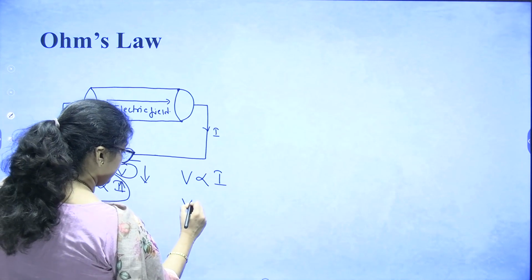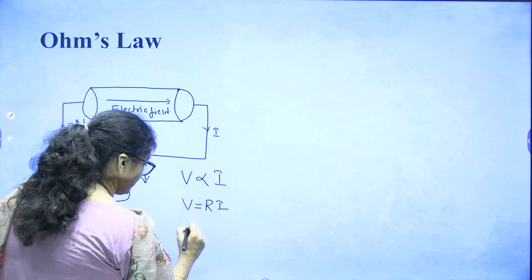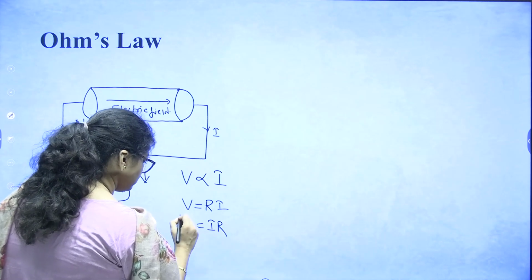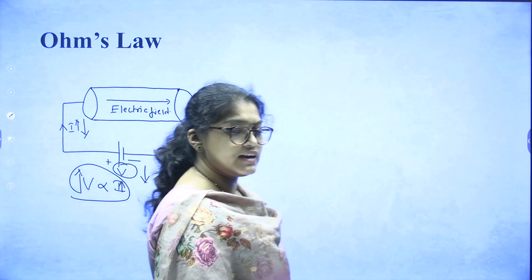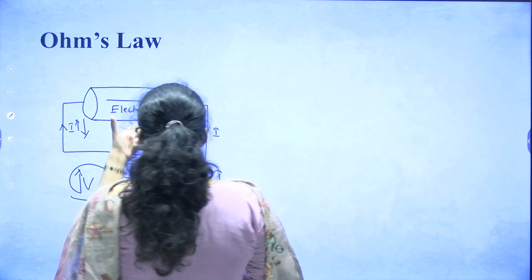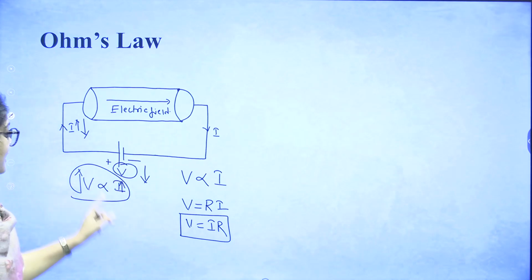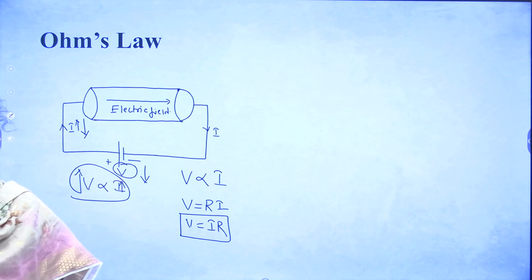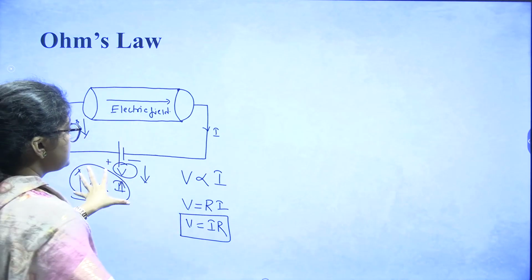If I remove the proportionality sign, then I will get a constant: V = IR. That is, V is equal to I into R. So from this, what statement can we make? Ohm's law states that the voltage across a conductor is directly proportional to the current flowing through the conductor at constant temperature. I think by this diagram alone you can learn Ohm's law.